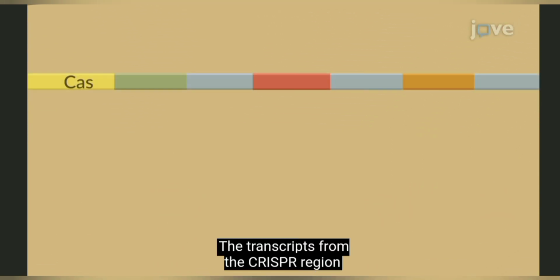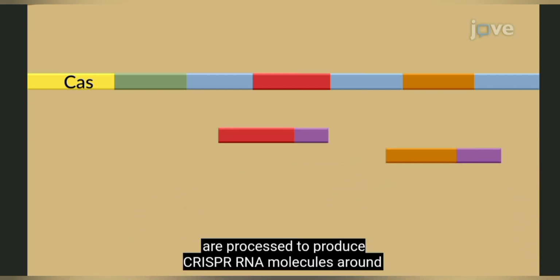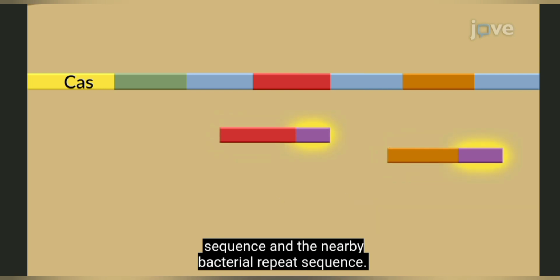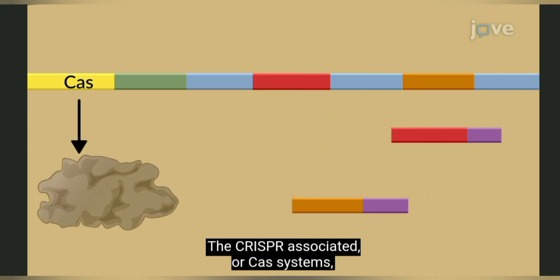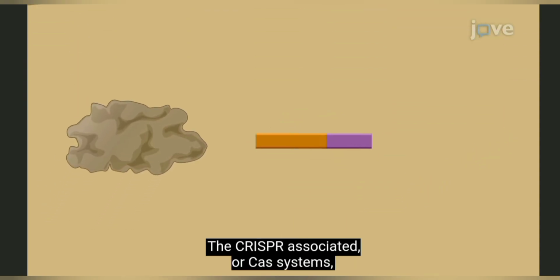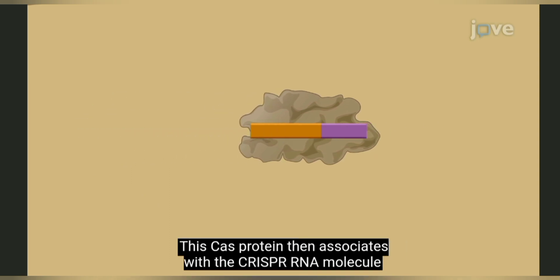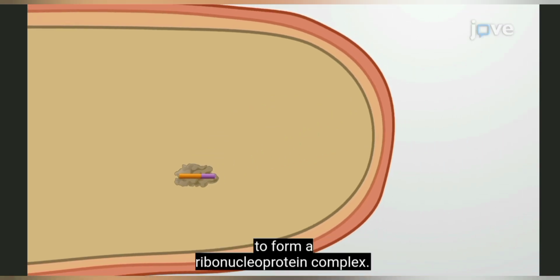The transcripts from the CRISPR region are processed to produce CRISPR RNA molecules, around 30 nucleotides long, that contain the spacer sequence and the nearby bacterial repeat sequence. The CRISPR-associated, or Cas systems, encode the Cas protein. This Cas protein then associates with the CRISPR RNA molecule to form a ribonucleoprotein complex.